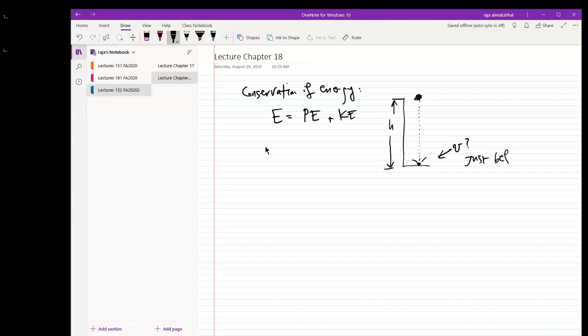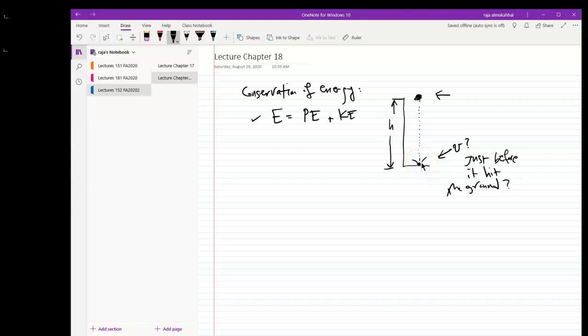Just before it hits the ground. Well, one way to do, of course, you can use kinematics to do that, but I want to use the conservation of energy, this equation right here. How do we do it? Well, we ask the question, what is the total energy of the object before I released it? And what is the total energy of the object just before it hit the ground? You see what I'm saying?